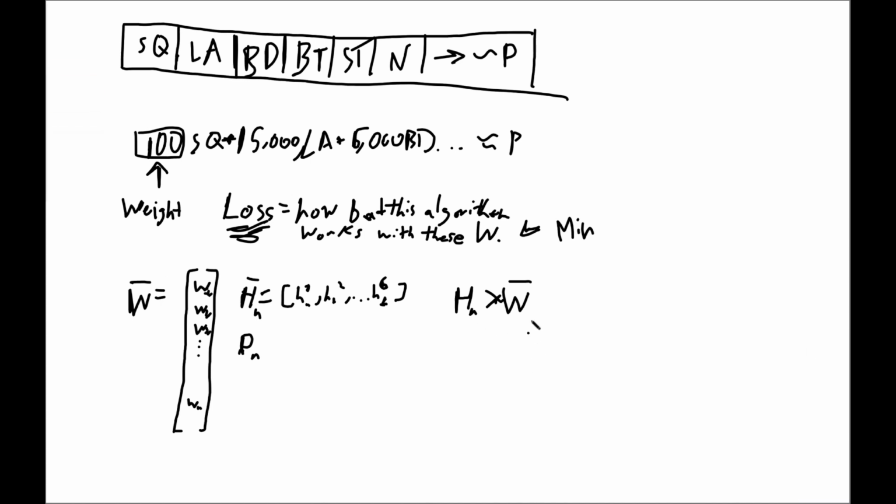So this would be approximately equal to the price of the house, where it's supposed to be. Okay, so that's that. Now, how could we find the weight vector?